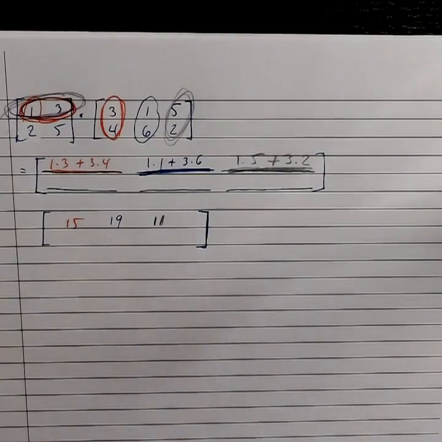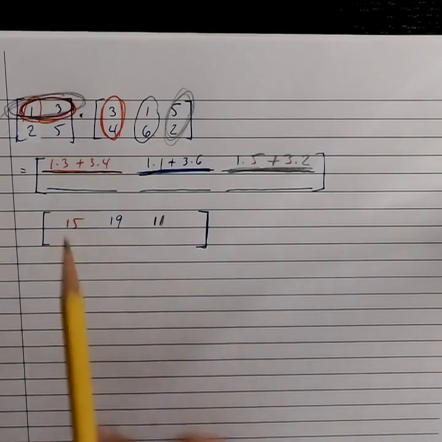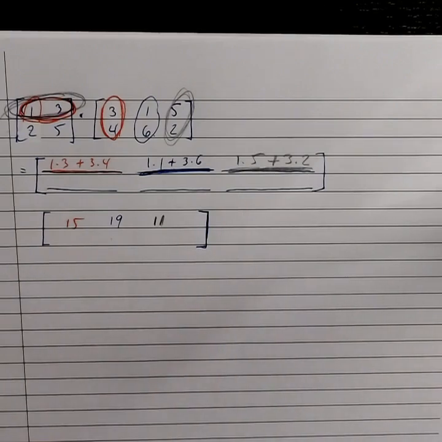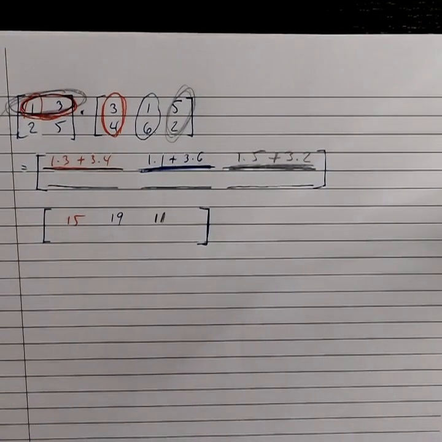So at this point, pause the video and see if you can finish this off. See if you can find the other 3 numbers that should go right here. Pause the video, and once you have all 3 of them filled in, go ahead and unpause and we'll go through it together.